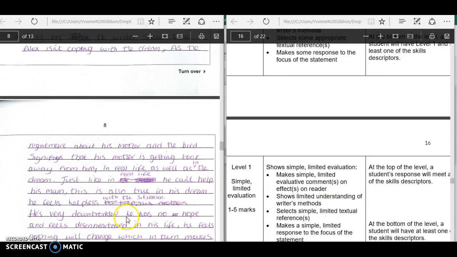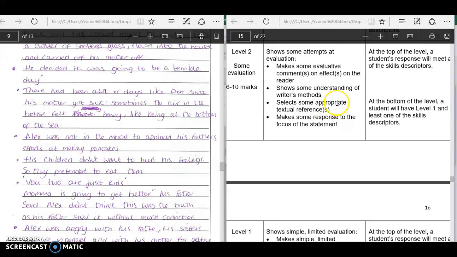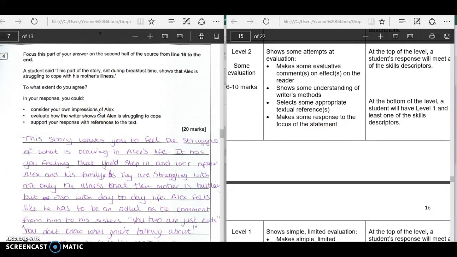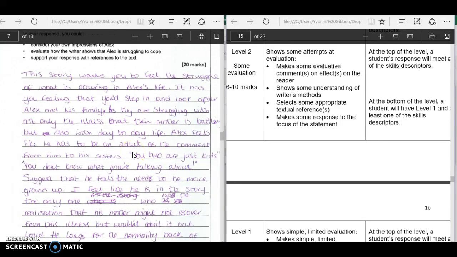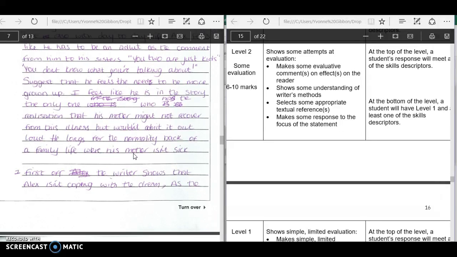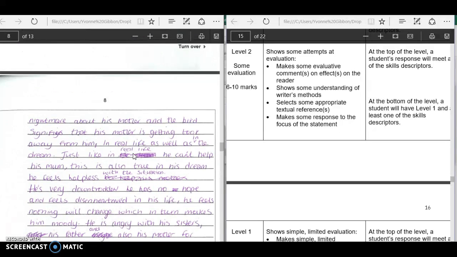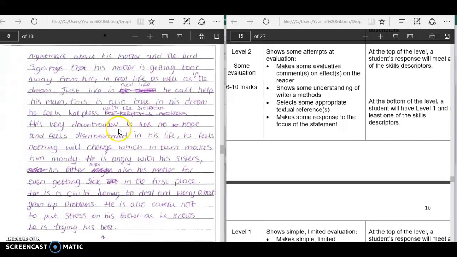You have given a range of quotes, even though you've bullet pointed them at the end there. So we'll say select some appropriate textual references and then make some response to the focus of the statement. So do you agree that he's not coping? Well, you said there that the whole family are not coping. As you have there, but then again, that's talking about the nightmare.